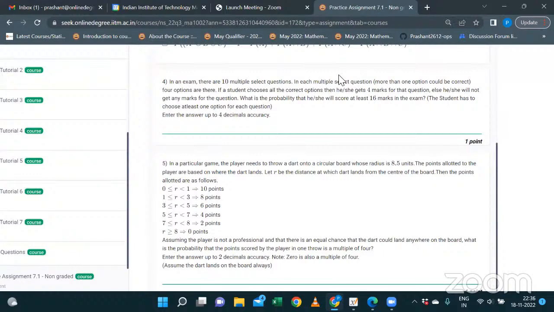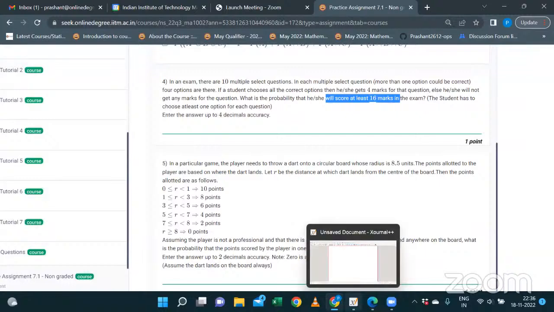That is the meaning of multiple select option. And in each MSQ, there are 4 options, correct? If a student chooses all the correct options, then he or she will get 4 marks. Else, he or she will not get any marks. What is the probability that he or she will score at least 16 marks in the question?